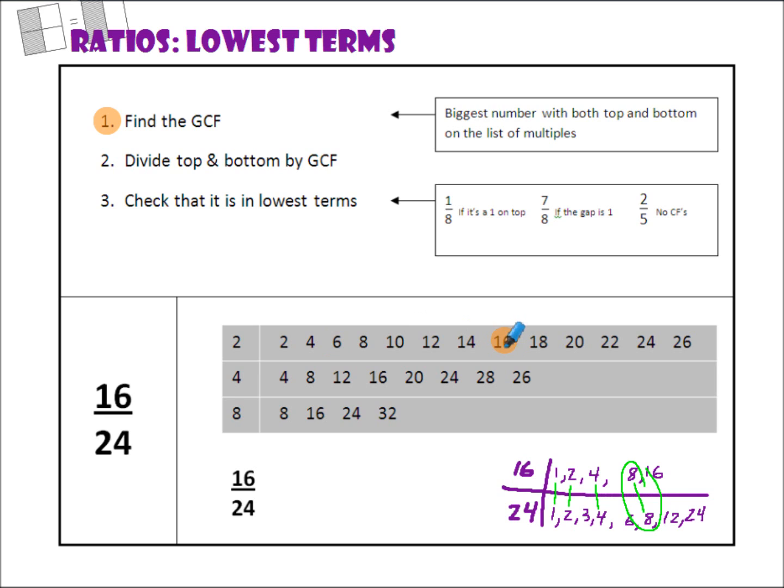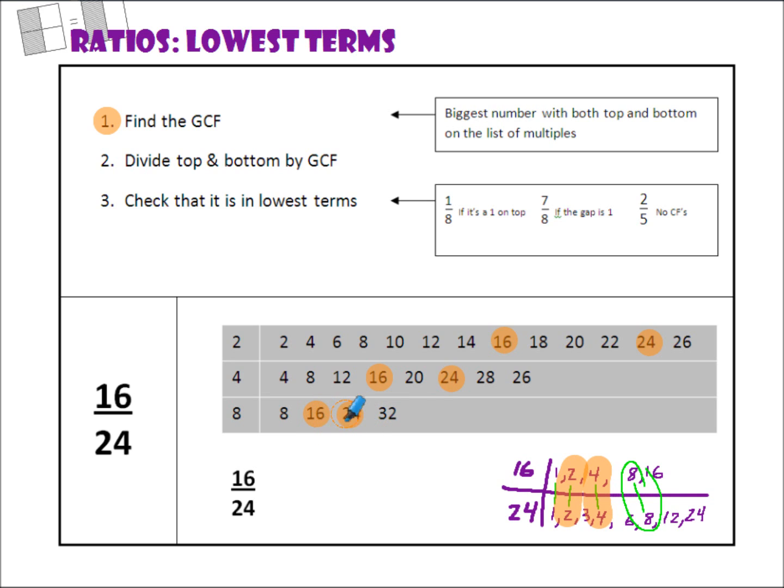So here I can see that 16 and 24 both appear on the 2's list. That shows me that 2 is a common factor. I also see 16 and 24 right here on the 4's list. You'll notice we already saw that those were common factors as well. And then I can also find 16 and 24 on the 8's list. And you'll notice that they're right next to each other.